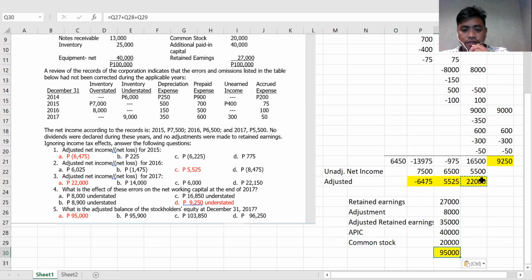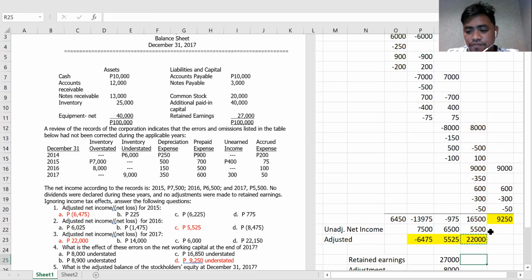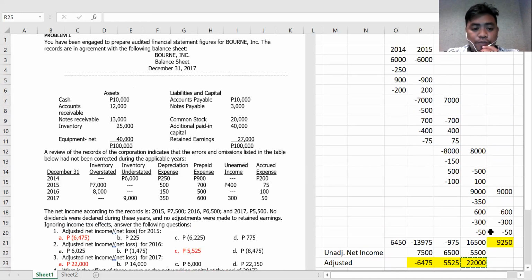Okay, so that's the sample problem for correction of error.